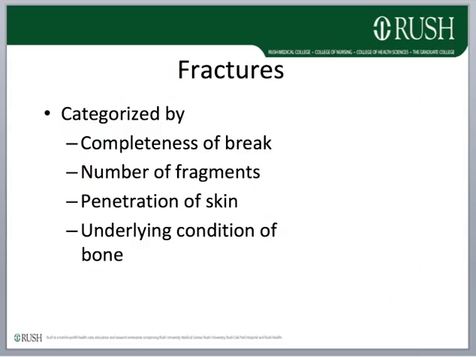So I'll start off with fractures because that's something everybody knows something about. You can categorize fractures by the completeness of the break, by the number of fragments produced as a result of the fracture, the relationship of the fracture to the overlying skin, and also the underlying condition of the bone, whether the fracture occurred in normal or abnormal or pathologic bone.